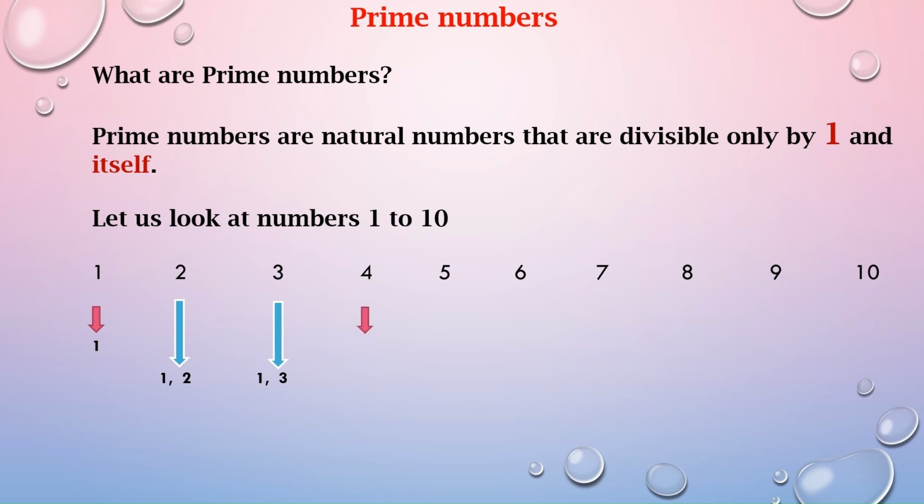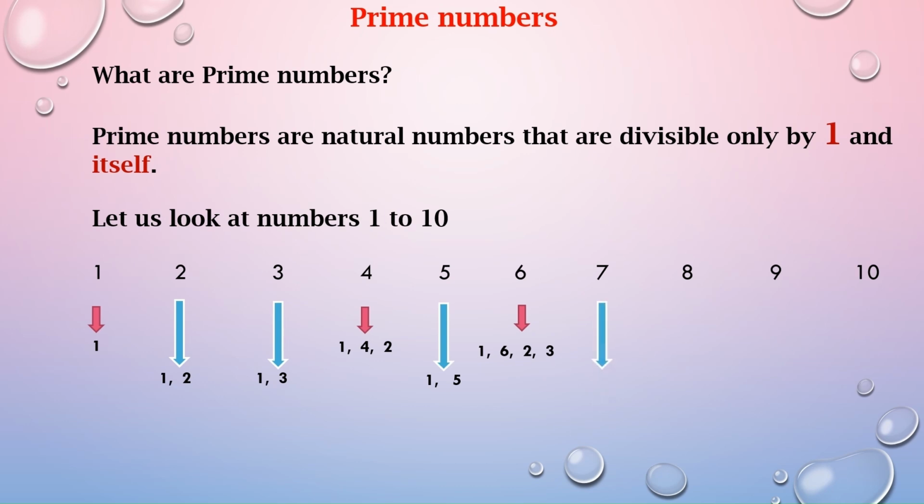What about the number 4? It's divisible by 1, 4 and 2. 1 4s are 4. 2 2s are 4. So as you can see, the number 4 has three factors, 1, 4 and 2. Let's look at the number 5. 5 is divisible only by 1 and itself, 1 and 5. It has only two factors. 6 is divisible by 1 and 6. 1 6s are 6, 2 3s are 6. So 6 has 4 factors.